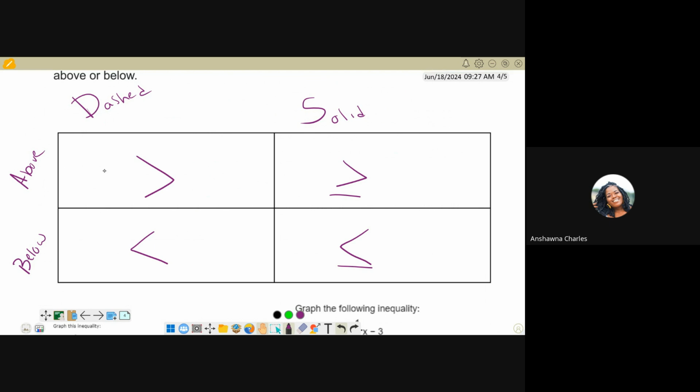So this one is supposed to be above and dashed. So your line will be a dashed line like this, and you will be shading above. Okay. This one is below and dashed. So you have a dashed line and shade below. This one is a solid and shade above. This one is also a solid and it's shaded below.